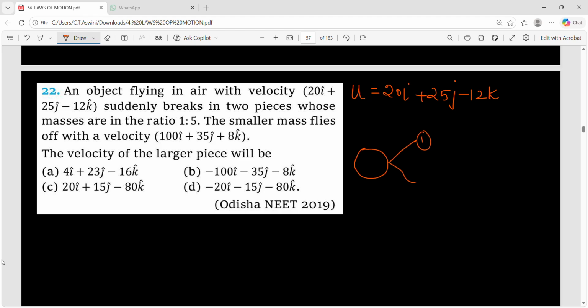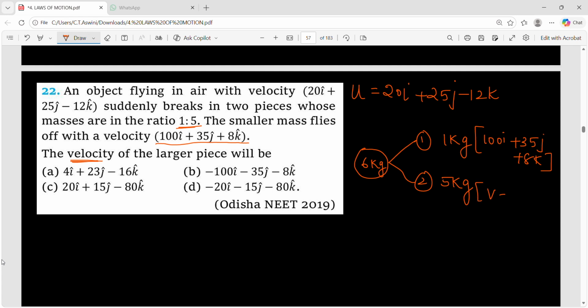Let the first piece be this, whose masses are in the ratio 1:5. That means if I assume this as 1 kg, what will be the mass of the second piece? It will be 5 kg. Now can you predict what is the total mass of the object now? It is 6 kg. The smaller mass flies off with velocity 100i plus 35j plus 8k. This is the smaller mass, right? The velocity of the larger piece will be. So you have to find the velocity of the larger piece.